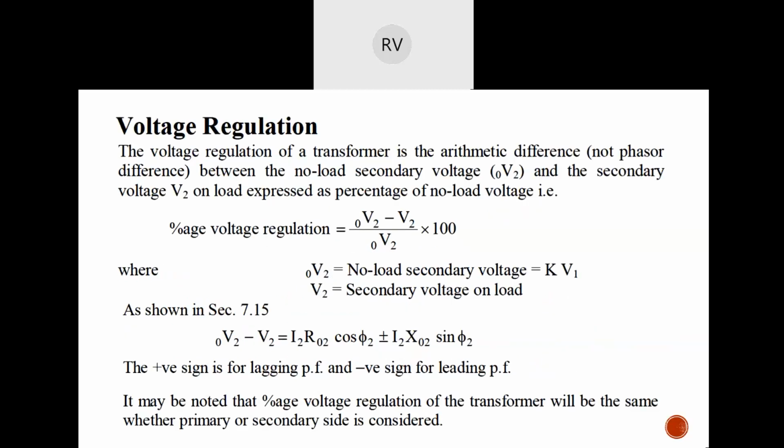The next concept, which is quite important and which we need to know, is voltage regulation. The voltage regulation of the transformer is the arithmetic difference, not phasor difference, between no load secondary voltage and secondary voltage on load, expressed as a percentage of no load voltage. So no load secondary voltage minus full load secondary voltage, divided by no load secondary voltage, into 100. This is the percentage voltage regulation for the transformer.